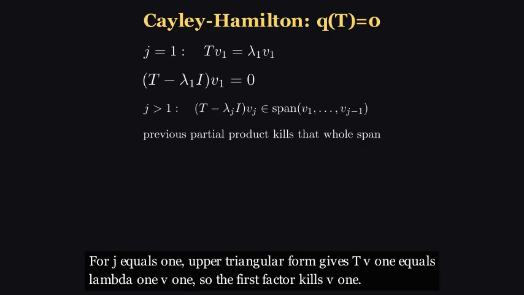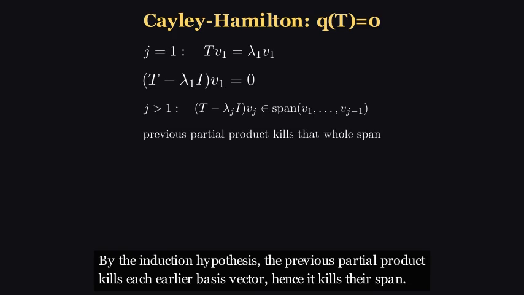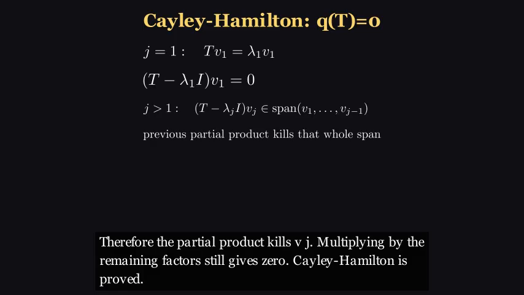For j equals 1, upper triangular form gives Tv1 equals lambda 1 v1. So the first factor kills v1. For the induction step, upper triangular form says T minus lambda j I sends vj into the span of the earlier basis vectors. By the induction hypothesis, the previous partial product kills each earlier basis vector. Hence it kills their span. Therefore the partial product kills vj. Multiplying by the remaining factors still gives 0. Complex number Cayley-Hamilton is proved.